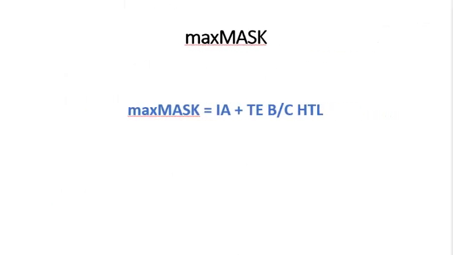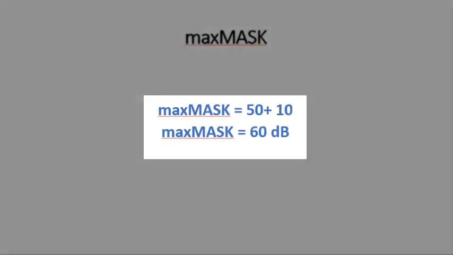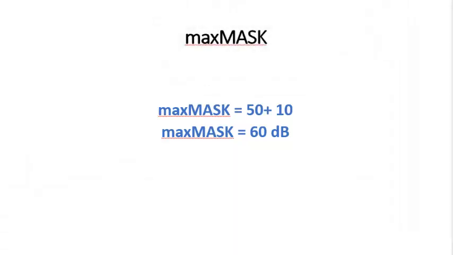In formulaic terms, the theoretical max mask value equals the IA of the earphone and frequency added to the bone conduction hearing of the test ear. If your masking level exceeds this theoretical value, you're entering a situation where overmasking becomes possible.